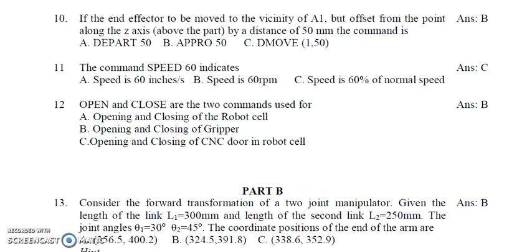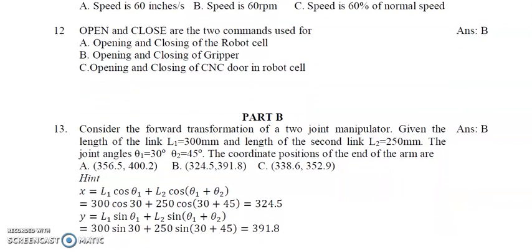Question 12. Open and close are the two commands used for: A. Opening and closing of the robot cell, B. opening and closing of the gripper, C. opening and closing of the CNC door in the robot cell. So open and close are the commands related to the robot operation. They are used for opening and closing the gripper. Answer B is correct.